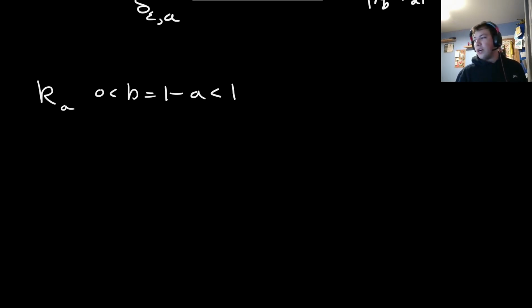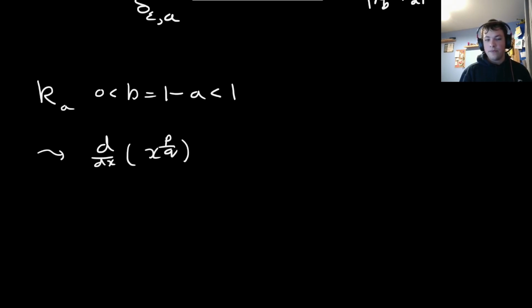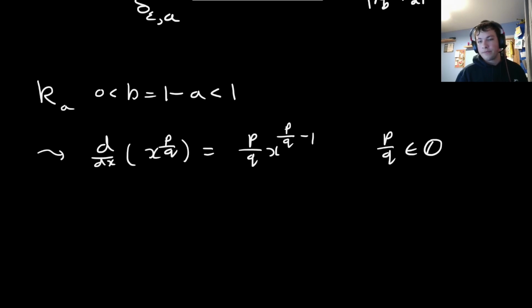So let's work out, we know that the derivative of x to the p over q is p over q x to the p over q minus 1, right, for p over q a rational number. We're going to pretend that we don't know the derivative for a real power because that actually relies on differentiating e to the x. So we won't do that yet.